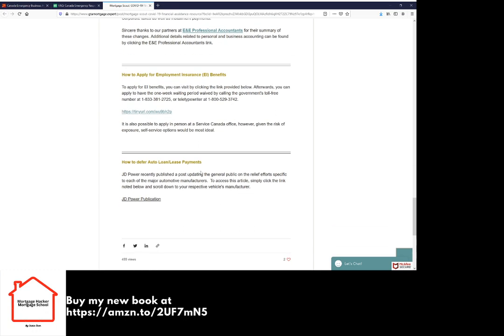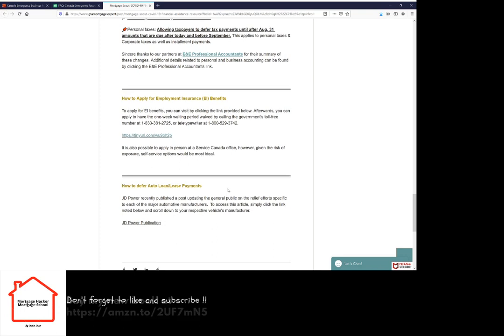There's some auto loan deferral. And as of today, which is April the 3rd, there is also the property tax. You can defer a utility bill. You are able to defer a lot of stuff, but you probably want to give them a call.